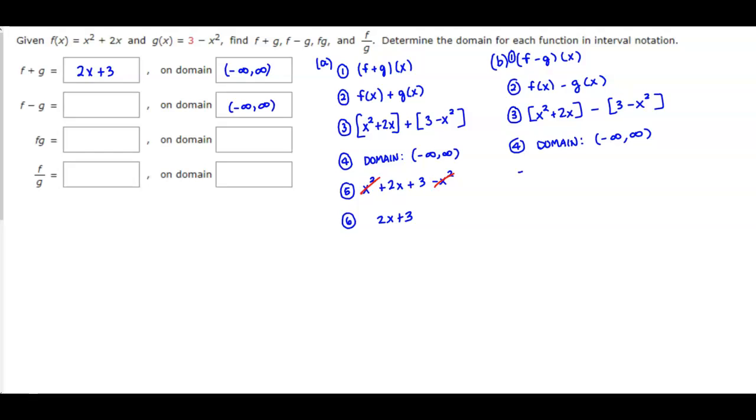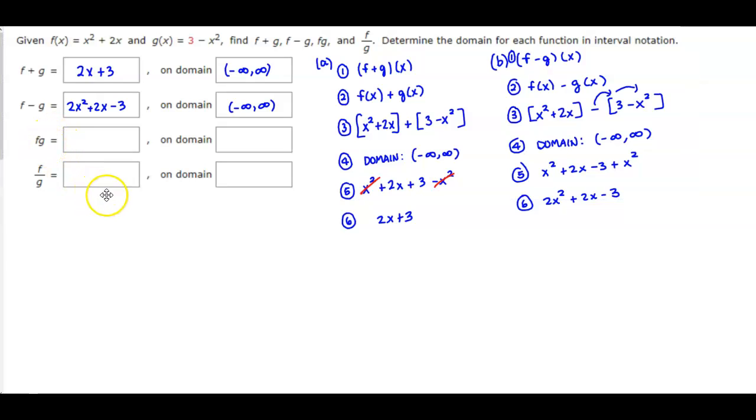And now let's go ahead and then distribute and combine like terms. So we're going to distribute the minus sign, so we get x squared plus 2x. That becomes minus 3 and then plus x squared. Now when we combine like terms, we get 2x squared plus 2x minus 3. So we get 2x squared plus 2x minus 3.